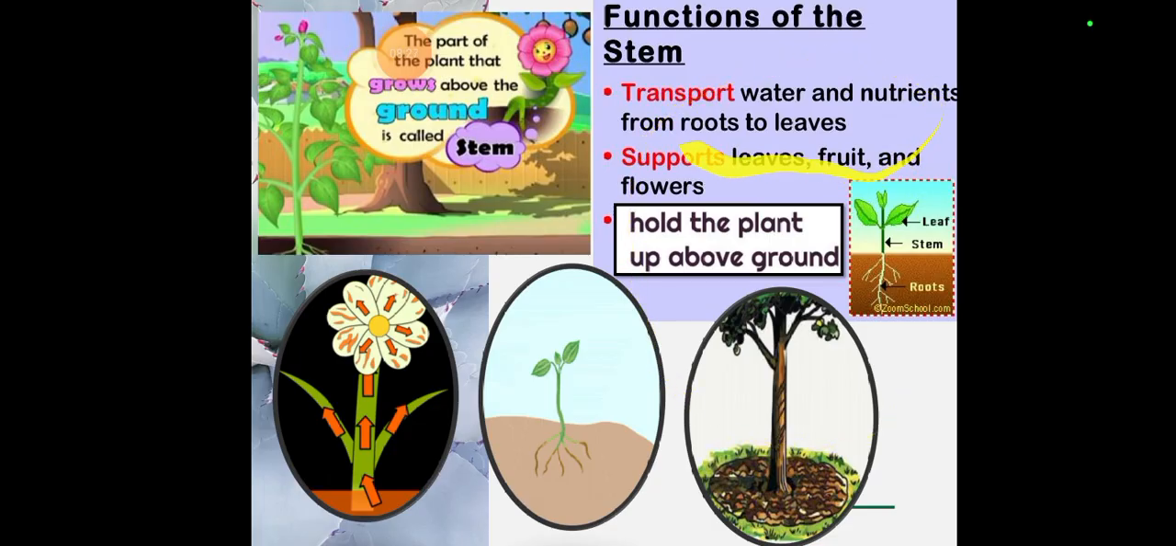Functions of the stem: transport water and nutrients from the roots to the leaves. It holds up the leaves, fruit, and flowers above the ground. The part of the plant that goes above the ground is called the stem. Here you can see the stems.